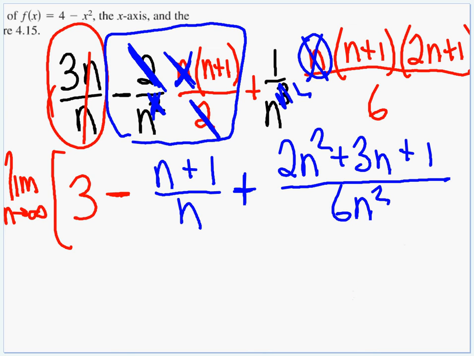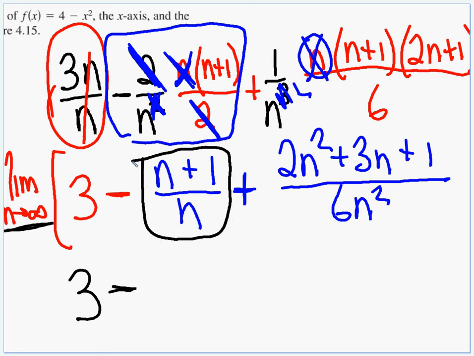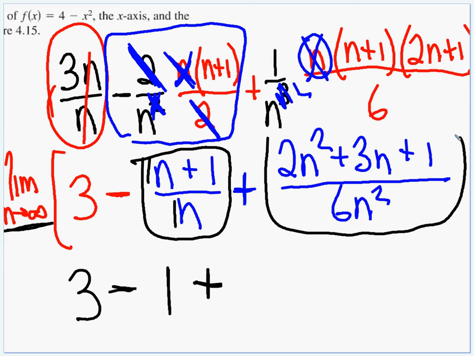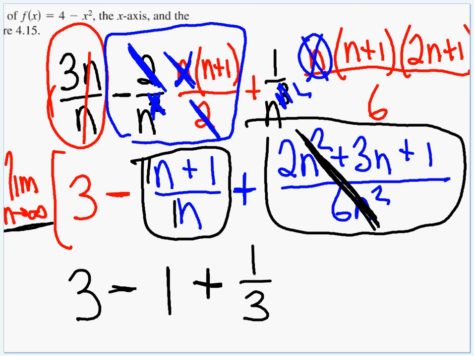So let's apply the limit. We're going to let n go to infinity. So the first term, there is no n there, so that's just going to be a 3 minus. Here, what's more powerful, numerator or denominator? It's a tie. So we do our leading coefficients. 1 over 1 is 1. Plus, in our last one, what's more powerful? Yet again, it's a tie. So we get 2 over 6. That reduces down to 1/3.